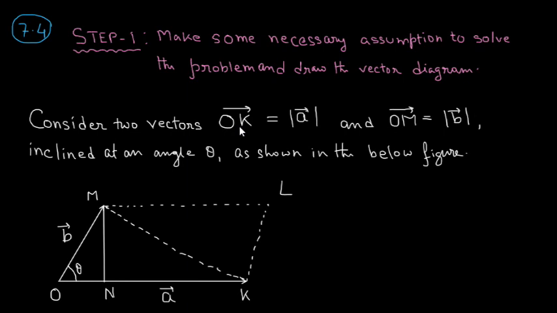Consider two vectors OK equal to modulus of A and OM equal to modulus of B, inclined at an angle theta as shown in the figure below. So they are talking about OK, that is A, and OM, that is B, and this is the angle theta between these two vectors OK and OM. So let us see the next part.